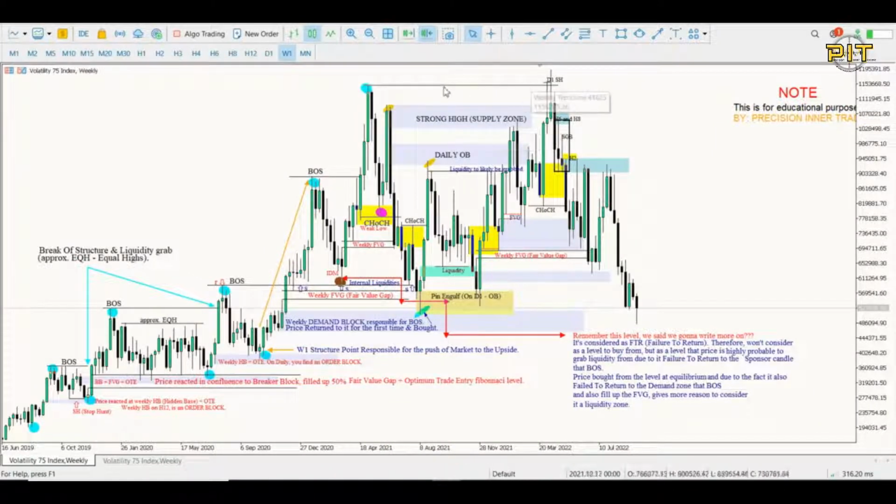Though I wasn't expecting price to come at this moment to grab this liquidity, I think that was what price did. What I was looking at was price to come to this zone and then start dropping down, but price came, wicked this place and then started dropping to the downside.